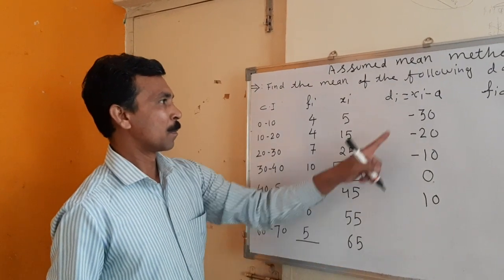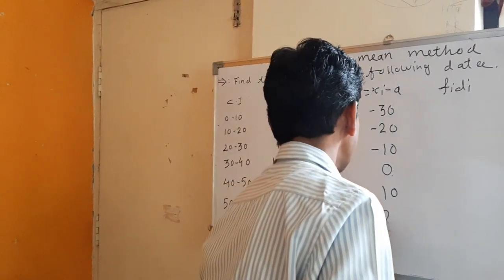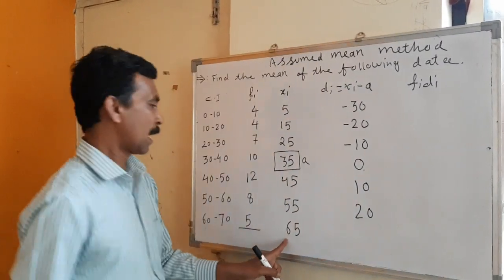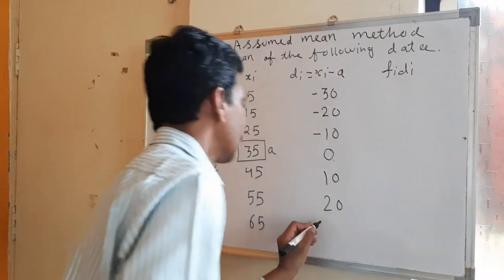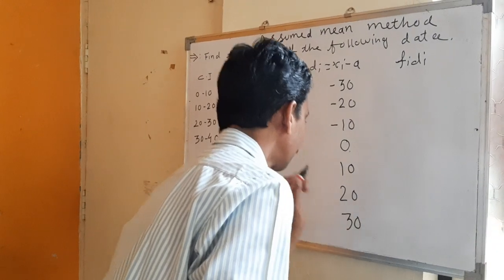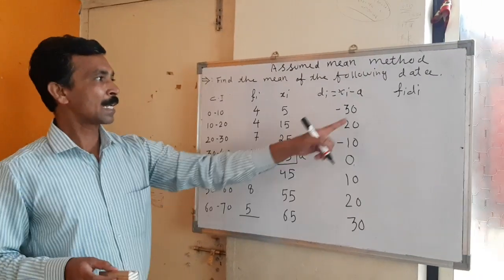55 minus 35 is 20. And 65 minus 35 is 30. So this is the way to find d. Now the last column is fi di.